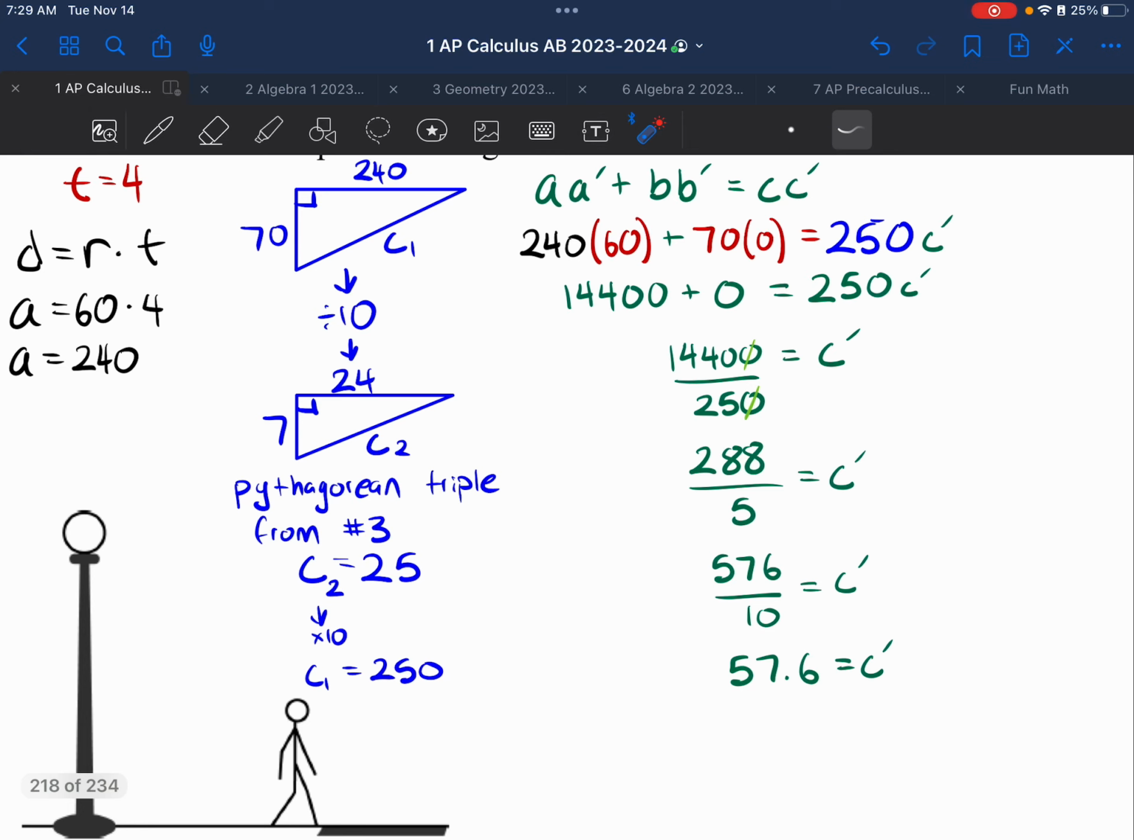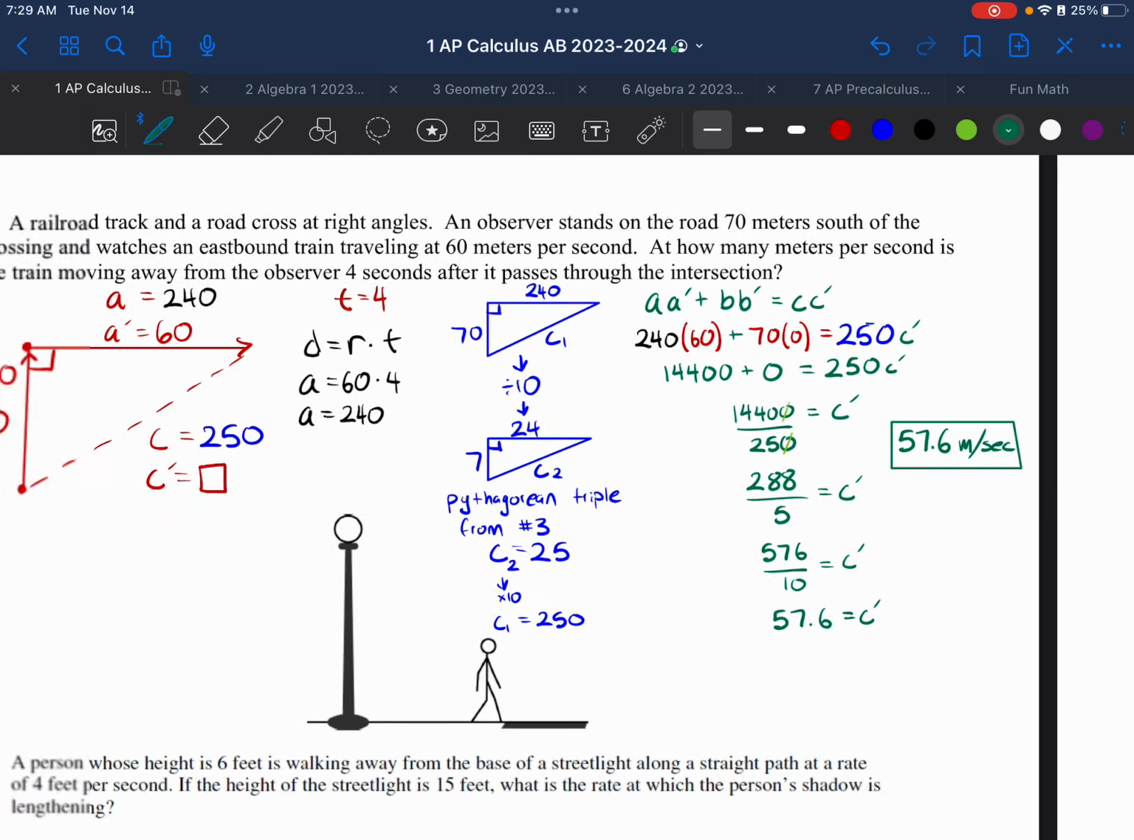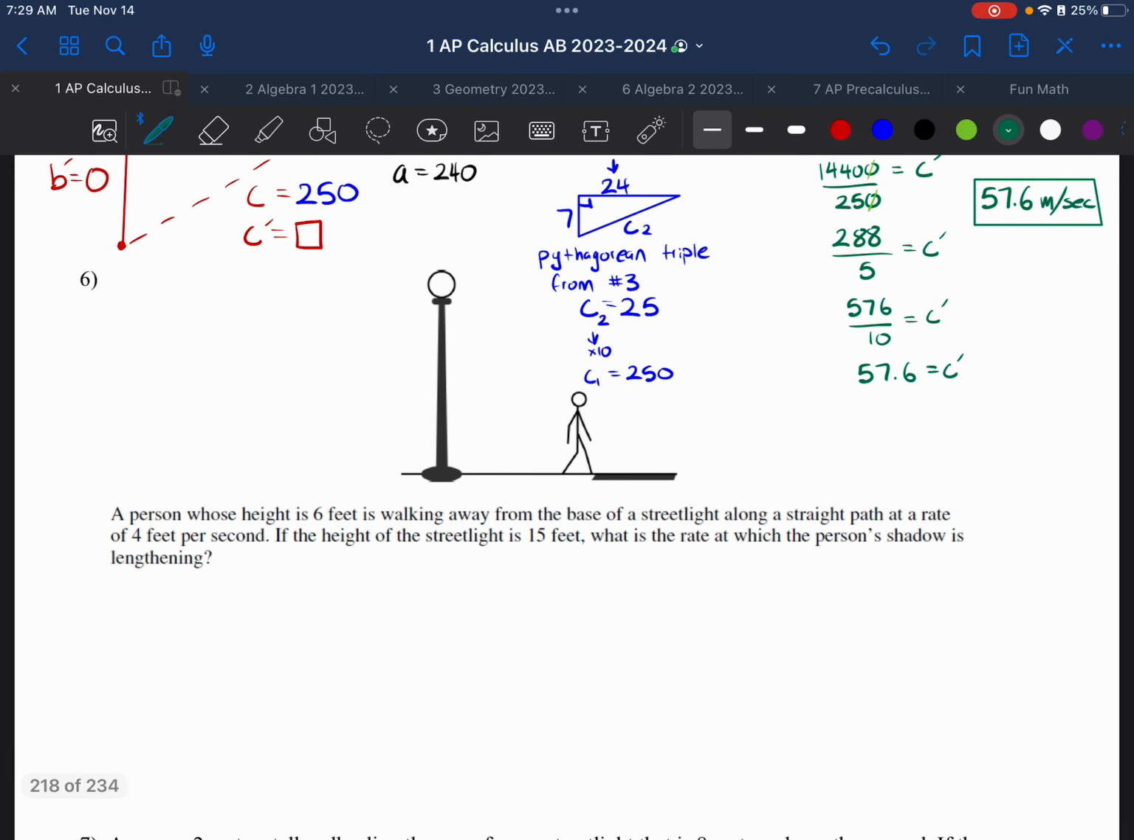I'm running out of room. I'm just going to do it over here. 57.6 meters per second. I apologize for all the mistakes in that problem, but I just want to show that I'm human too. All right, number 6.